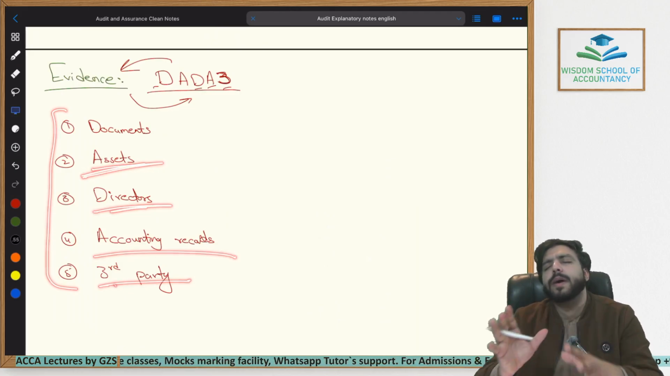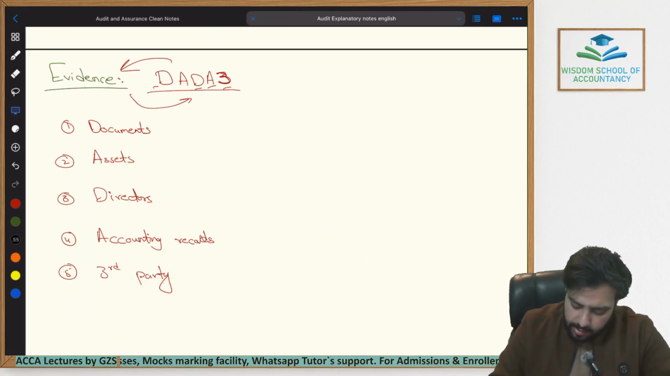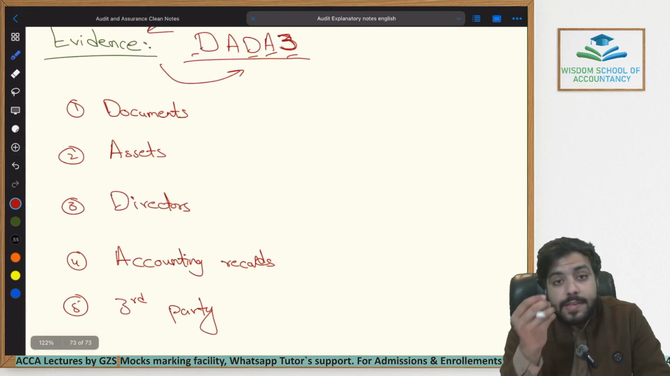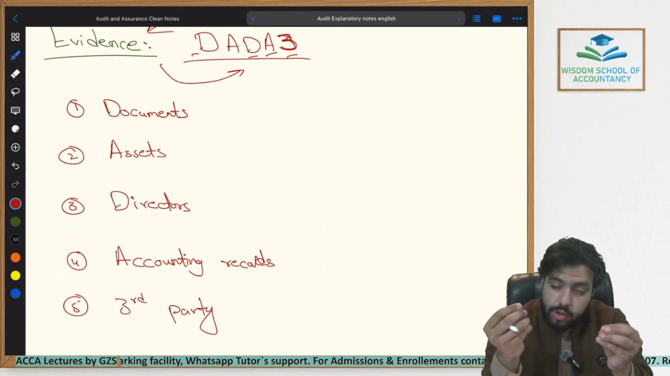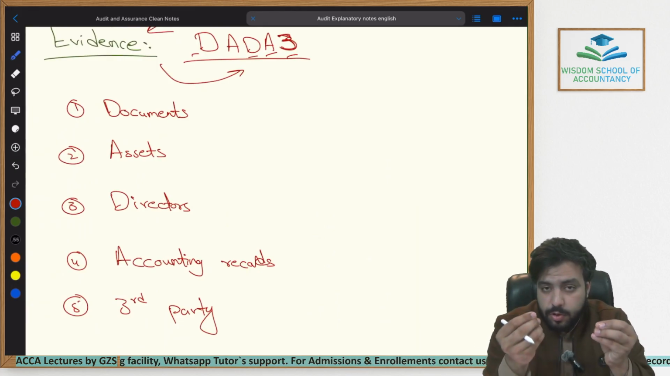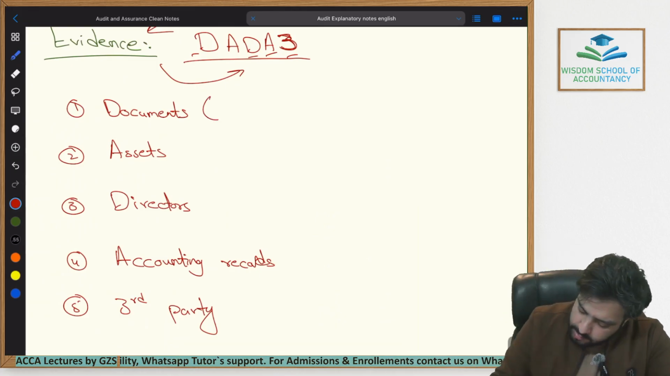Now, what is meant by every single one? Let's discuss that. Document means physical evidences. Document means physical documents which you can check, which you can ask the management to give to you and you can check them. Example, invoices.